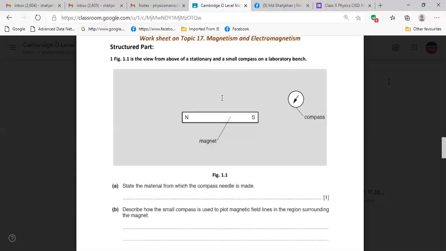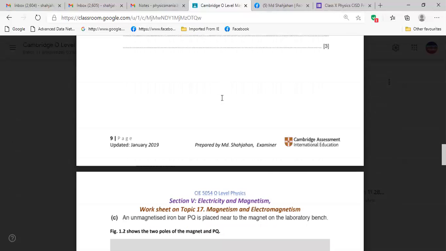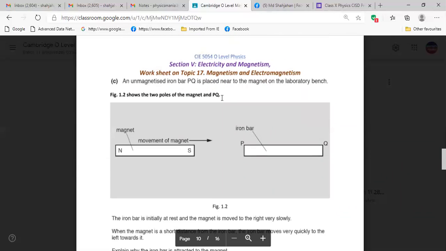Yes, done. Yes, sir. So what you wrote, can you tell me the steps? Place the compass closer to the North Pole, then mark the direction of the compass on the paper. Then place the compass on either side and at the South Pole and repeat the marking. Then join the lines and draw arrows to show the poles. Okay, very good.